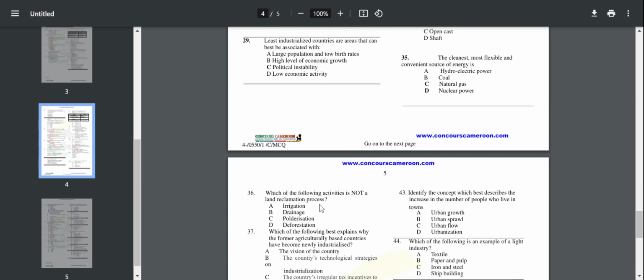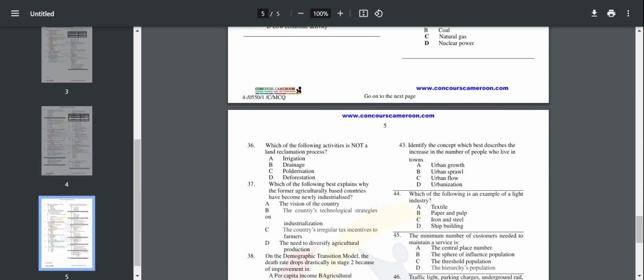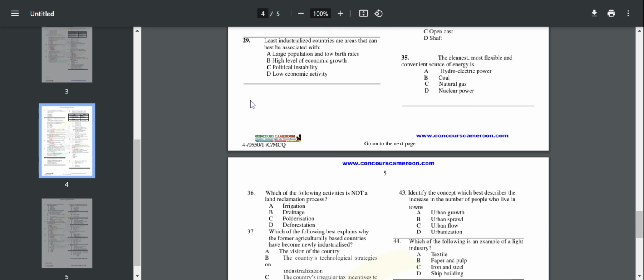Question 36. Which of the following activities is not a land reclamation process? The answer is D, which is deforestation.